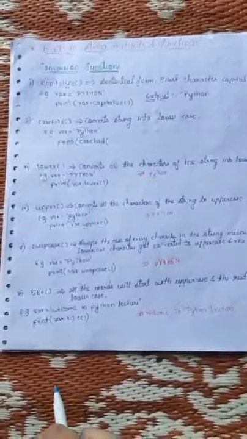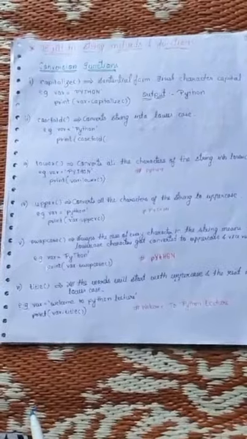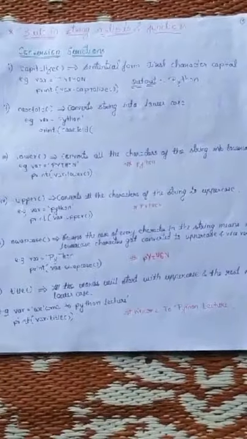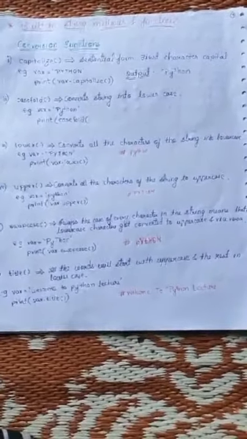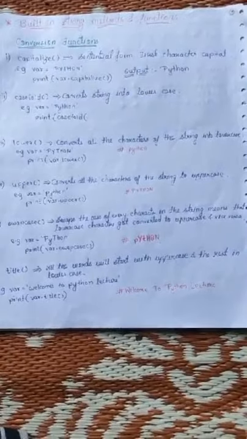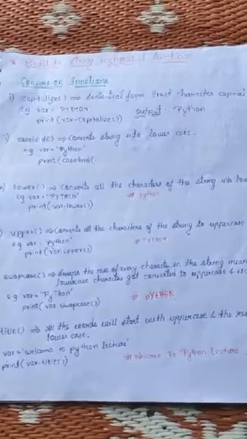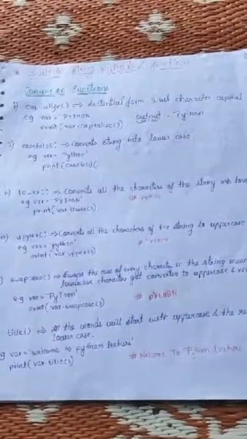Now the next topic in the string is built-in methods and functions. So what are the different built-in methods and functions which are available for the string? That means we can directly perform operations on the strings. So first is capitalize. Capitalize doesn't mean that all the characters in the string will get capitalized. It is a bit confusing, because the name suggests that it is going to capitalize the whole string, but it's not like that.